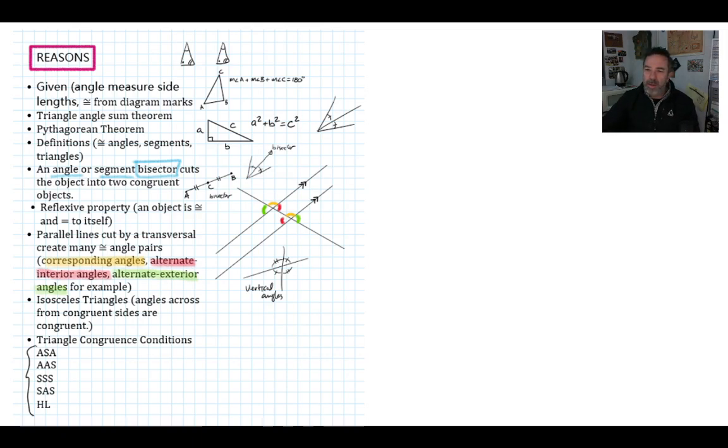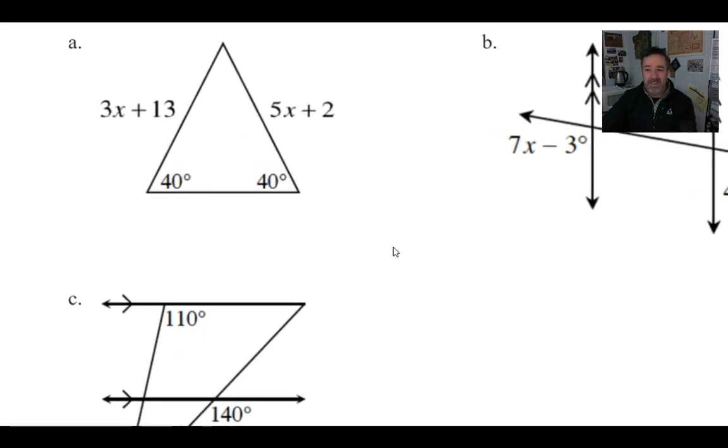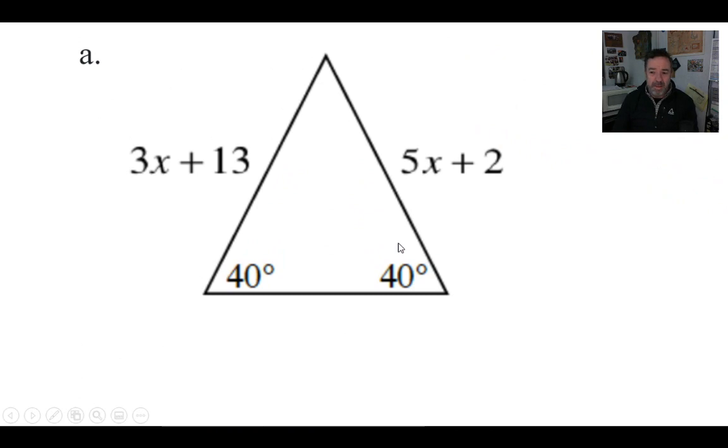There are a few problems that we're going to do before I say jump to Delta Math, and let's look at a couple of those. Let's go to this next page. I'm just going to ask you, for each one of these three, to solve for x. My suggestion is that right now you pause the video, solve, and then come back.